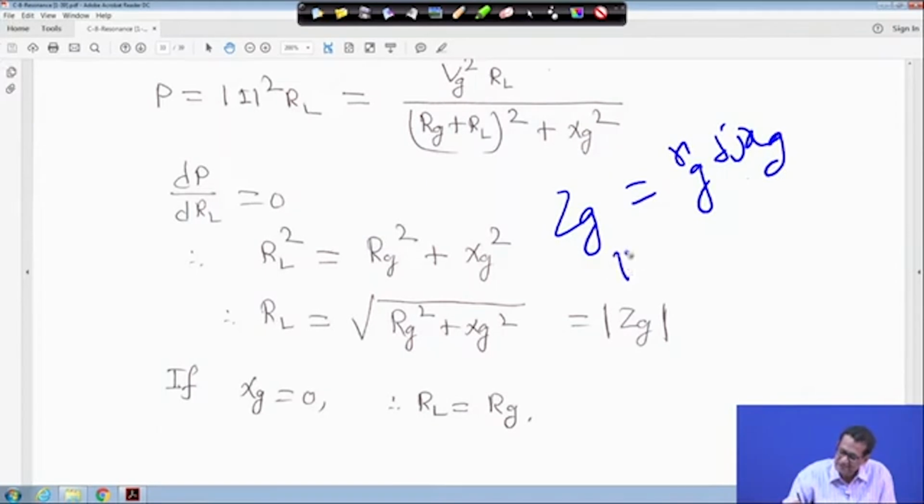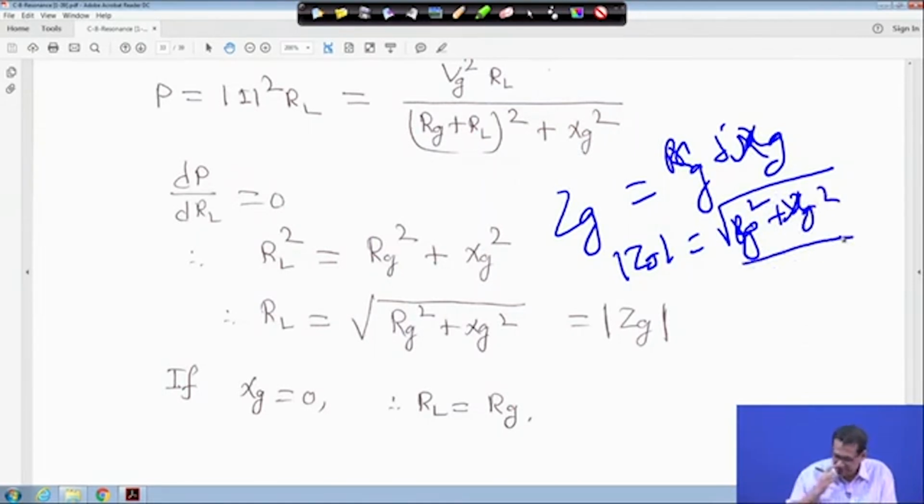So its magnitude |ZG| is equal to root over capital R_G squared plus capital X_G squared, right. So that's why R_L is equal to the magnitude of ZG. And if X_G is equal to 0, like your DC maximum power transfer theorem, naturally R_L is equal to R_G. There we had V Thevenin, R Thevenin. In that case it was R_L equal to R Thevenin for a DC circuit. Here also a similar thing.